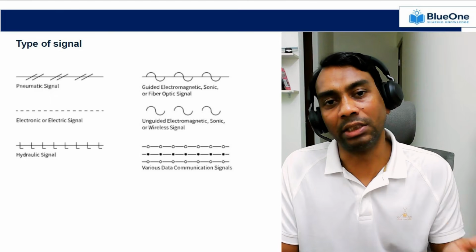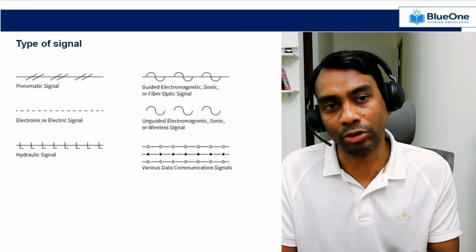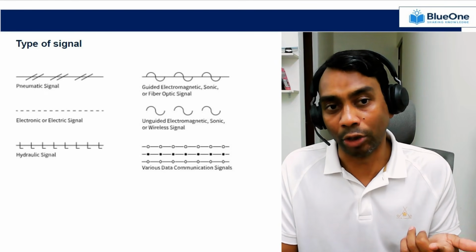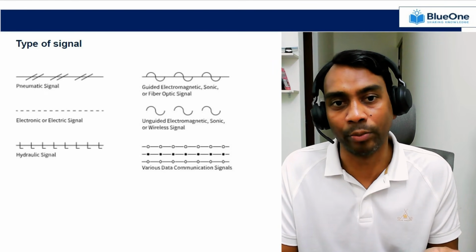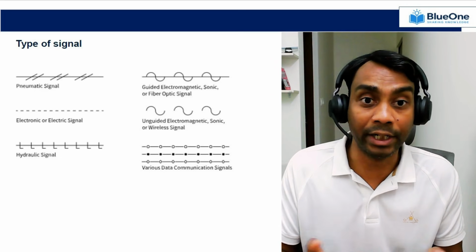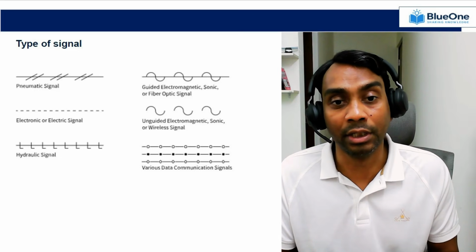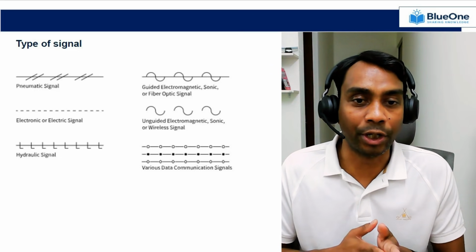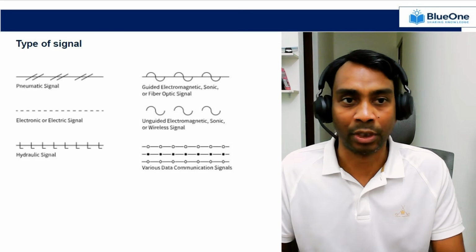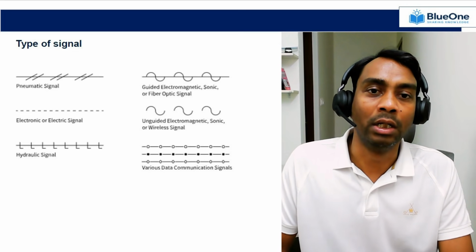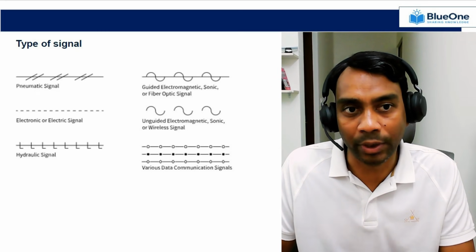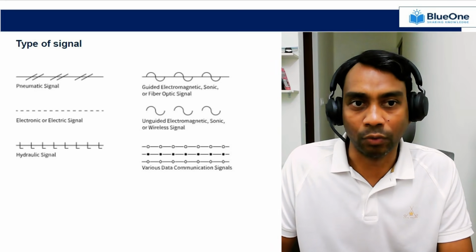There are 6 different types of signals which are mostly associated with the instrumentation. Like you'll have pneumatic signals, you will have electrical or electronic signals, you will have hydraulic signals, you may have electromagnetic or sonic or fiber optic signals, guided and in the same way unguided, and then you have various data communications flowing here and there in the instrumentation. So these are the very helpful lines which we need to remember. Whenever we are interpreting any particular P&ID, this is going to be very helpful for us.